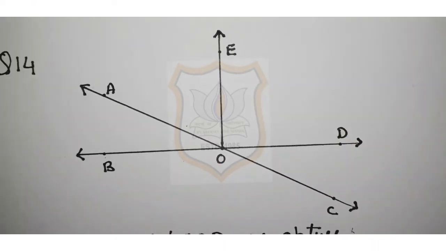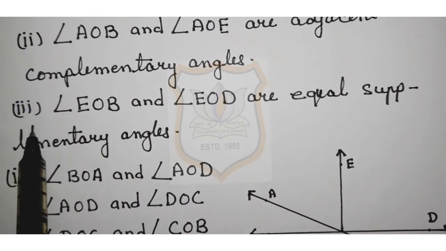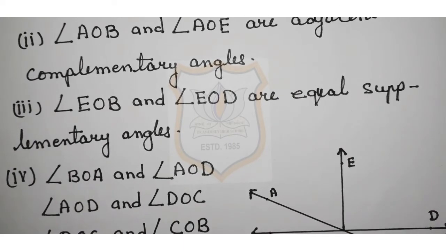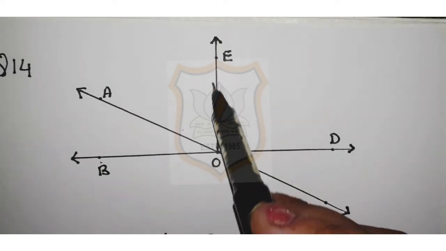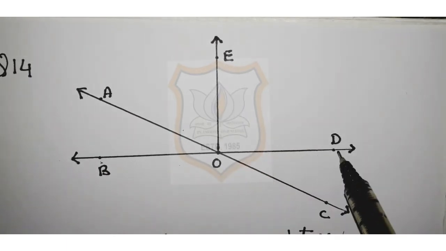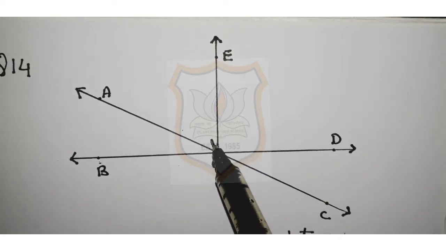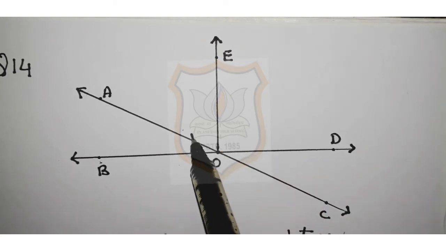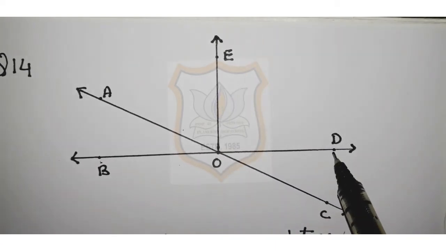Now third part is equal supplementary angles. It means supplementary angles, but they should be equal. That you have to tell. So, third one is angle EOB and angle EOD are equal supplementary angles. Let's see. Angle EOB, this one, and angle EOD, this one. They both are 90 degree angles, so they are equal supplementary angles because 90 plus 90 is equal to 180 degrees. 180 degrees means supplementary angles, so they are equal supplementary angles. BOE and EOD, they are equal supplementary angles.